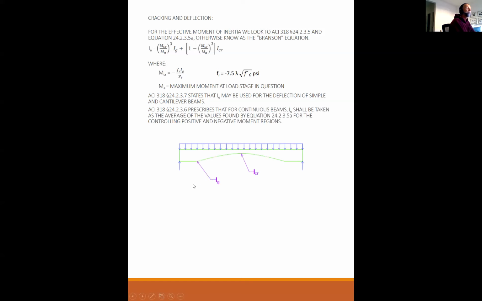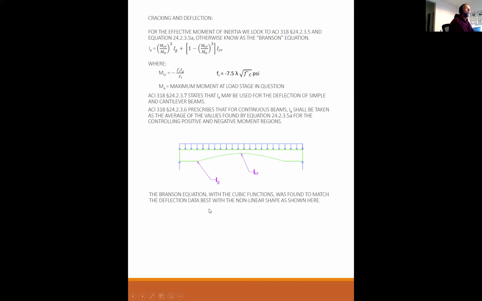ACI 318, section 24.2.3.7, states that I effective may be used for the deflection of simple and cantilever spans. ACI 24.2.3.6 prescribes that for continuous beams, I effective should be taken as the average of the values found by this equation for the controlling positive and negative moment regions, and you average them.